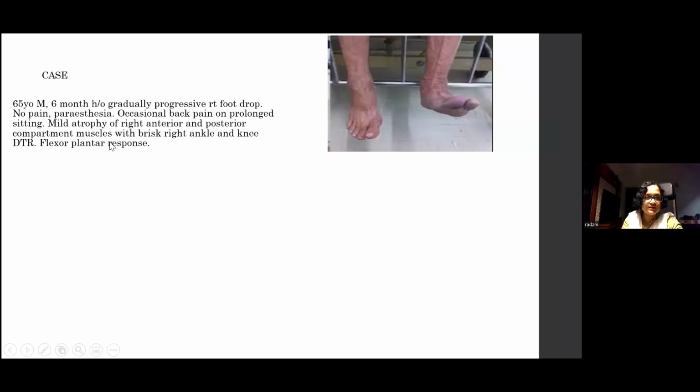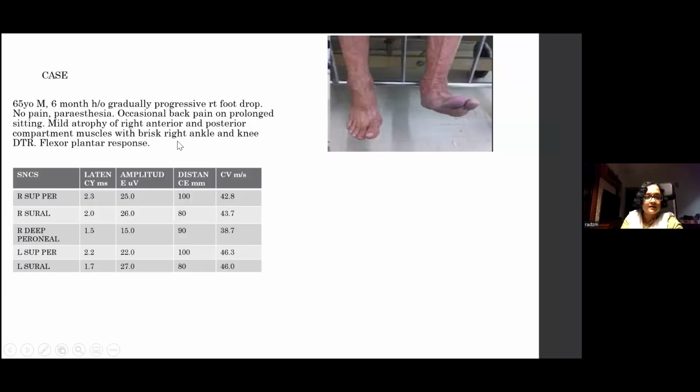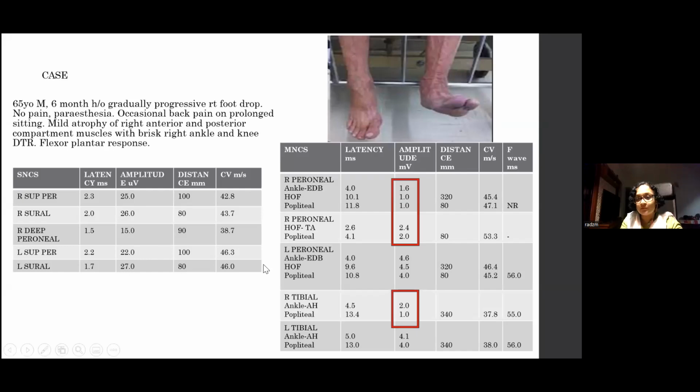So the next case: right foot drop, no sensory symptoms, occasional back pain, may not be significant. There is atrophy in the leg muscles with some UMN signs, but the plantar response is flexor. Sensory nerve conduction studies are normal. So right foot drop with normal right superficial peroneal and normal right deep peroneal. That means the SNAPs are normal. So peroneal neuropathy is less likely. Then you see the motor studies and you actually see a reduction in the motor amplitudes of the peroneal nerve and the tibial nerve, even though he doesn't have any clinical weakness.